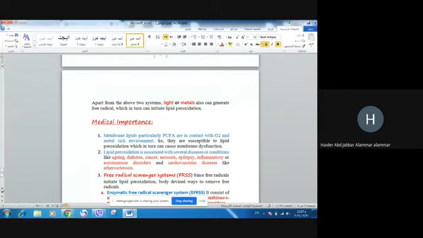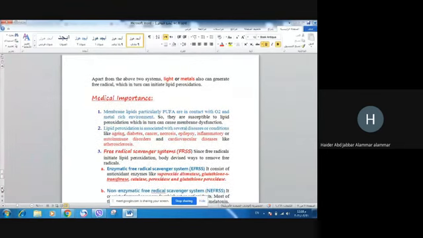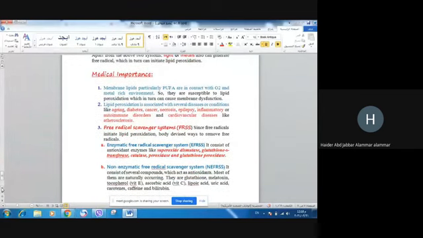So many diseases. Apart from the above two systems we talked about, the oxygen radicals and superoxide, of course the light and metals can generate free radicals, which in turn can initiate lipid peroxidation. Light and metals. Of course, not all of the metals, a specific type of metals. I actually did not mention it here. I want from you only to know this information.